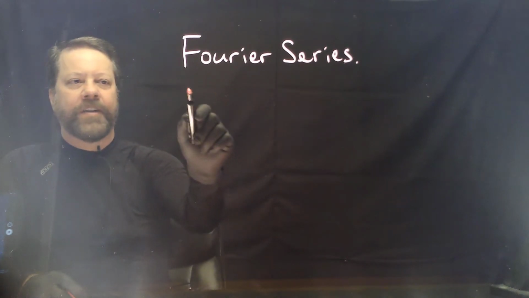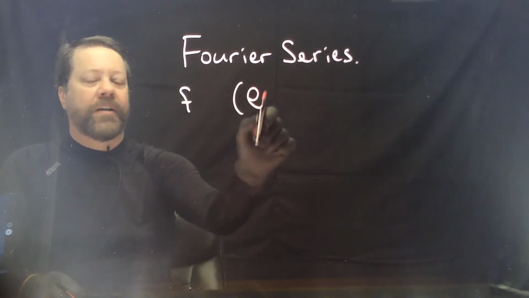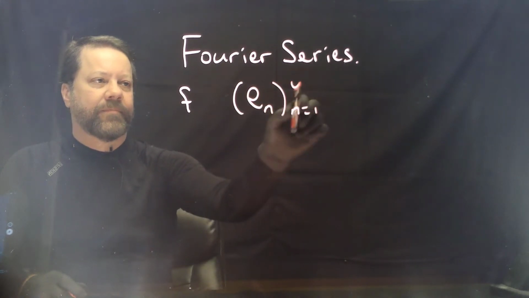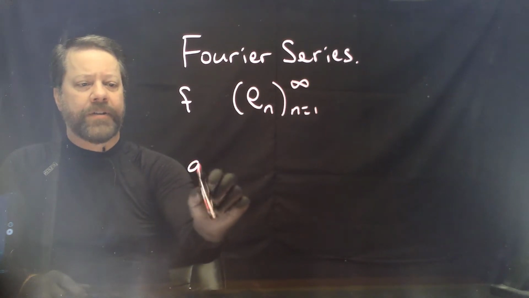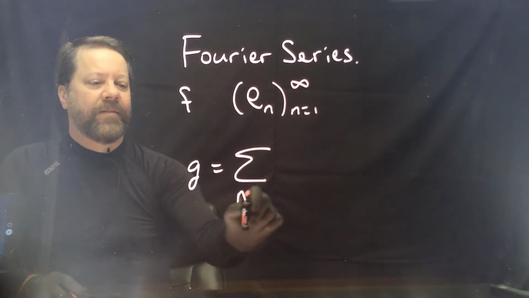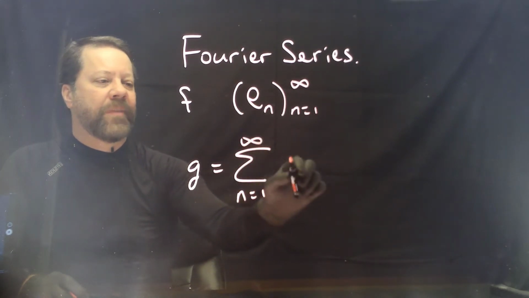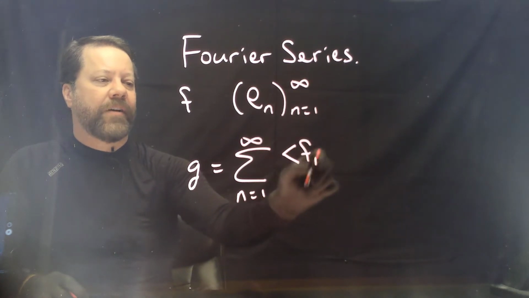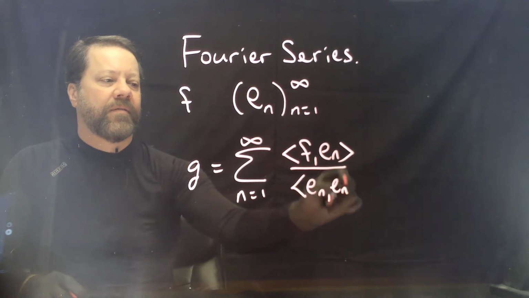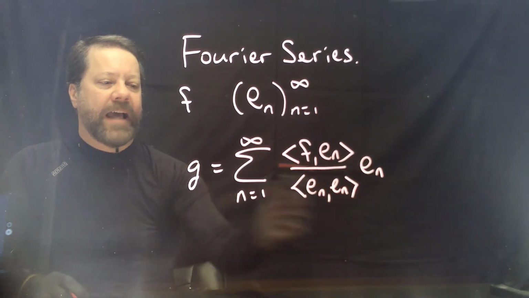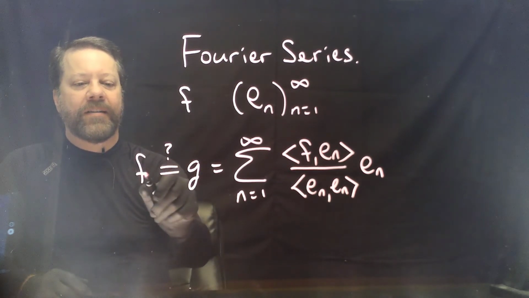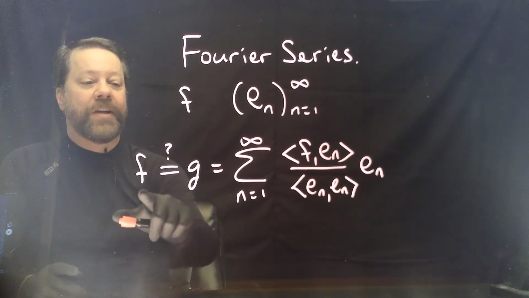If you have some function f and a collection of orthogonal functions, e_n, then the Fourier series relative to this basis would be the sum as n goes from 1 to infinity. You project f onto each of these elements, and then add up those projections. An important question is, do you retrieve the function f?